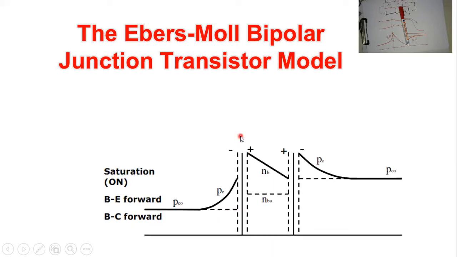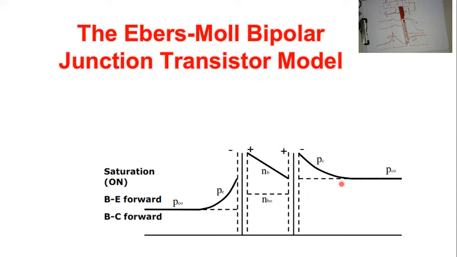Let's do the third one, which is the saturation. Both are forward, so all minority carriers increase, as you can see here. Here increase, and here increase. Of course, I'm saying increase with respect to the thermodynamic equilibrium case, which is the dotted one. So as you can see, everything increases here because both junctions are forward biased.